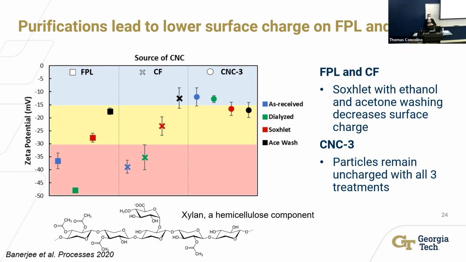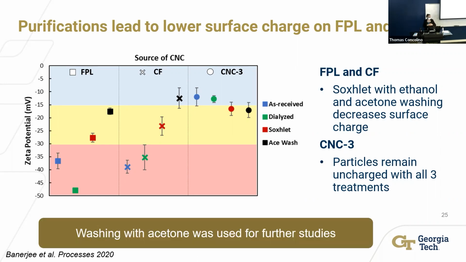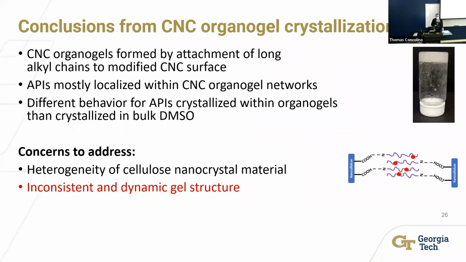So what this does is give us a pathway to have more homogeneous cellulose going forward with our studies. Essentially, we decided going forward, we wash with acetone, and we're not going to play around with trying to use anything without a wash first. So we try to improve our consistency there. That was the first challenge and concern that we needed to address.